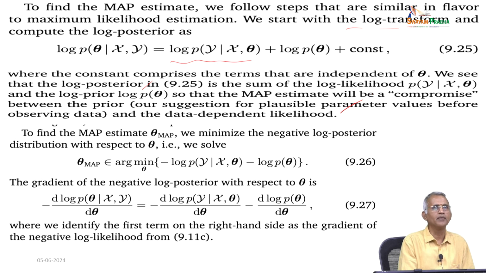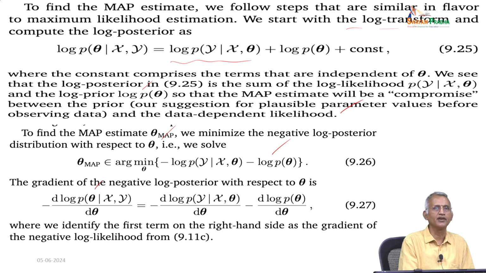So, to find the MAP estimate, theta MAP, we minimize the negative log posterior distribution with respect to theta, and we solve theta MAP belongs to argmin of minus log P of y given x, theta minus log of P of theta. So, the gradient of the negative log posterior with respect to theta is minus d by d theta of log of P of theta given x, y minus d by d theta of log of P of y given x, theta, which is equal to minus d of log P of theta by d theta.